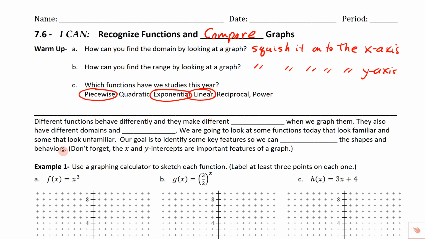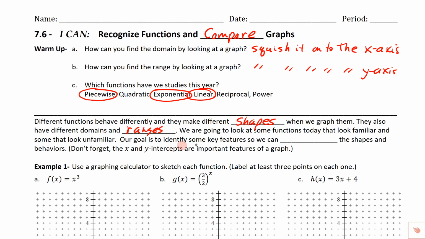So down here on this paragraph, it says different functions behave differently, and they make different shapes when we graph them. So that's the big idea here. When we graph a function, it makes a shape, and different functions are going to make different shapes. They also have different domains and ranges. All right, so that's why this question came up in the warm-up. We're going to look at some functions today that look really familiar and then some that will look really unfamiliar, haven't seen these shapes before.